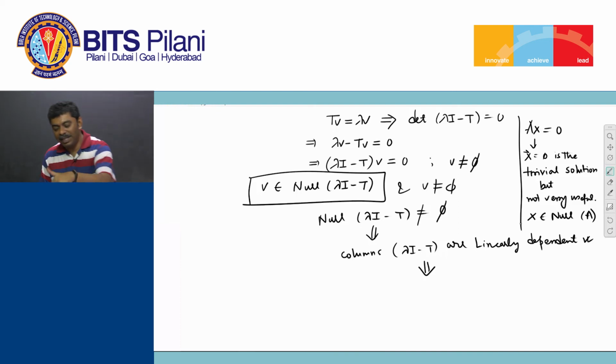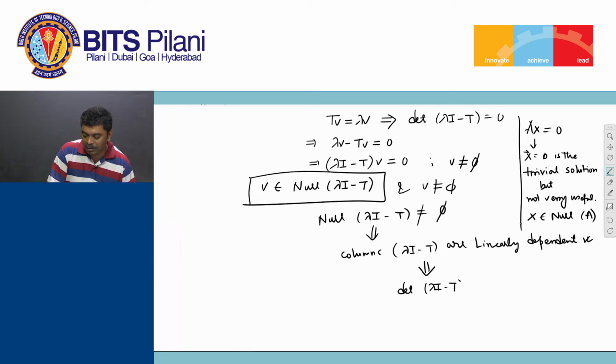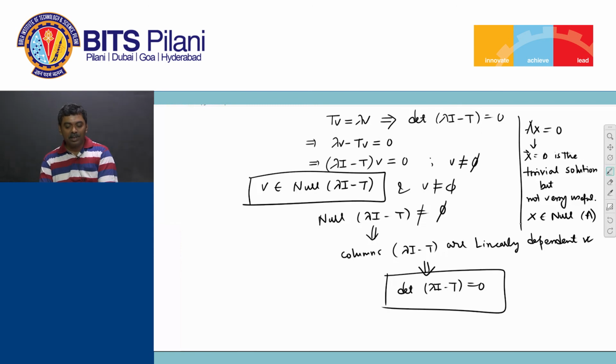If the columns are linearly dependent, that means the rank is deficient, and naturally, if you take the determinant of it, it will be 0. This is the reason you solve this equation to compute the eigenvalues of TV equal to lambda v, because our idea is to compute the non-trivial eigenvalues and non-trivial eigenvectors. Okay, all right. Okay, thank you.